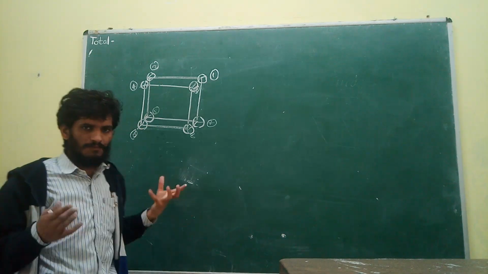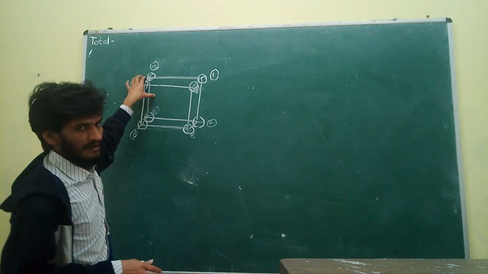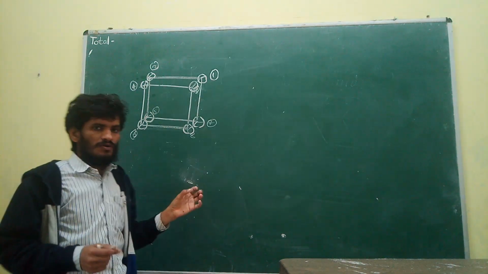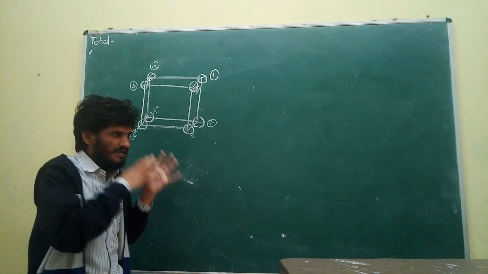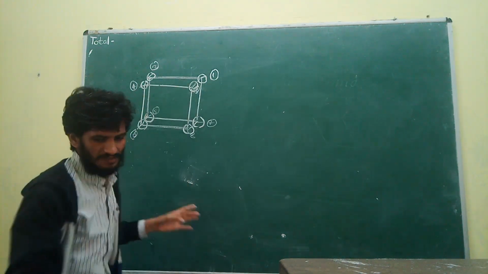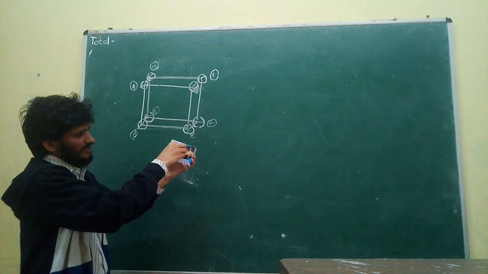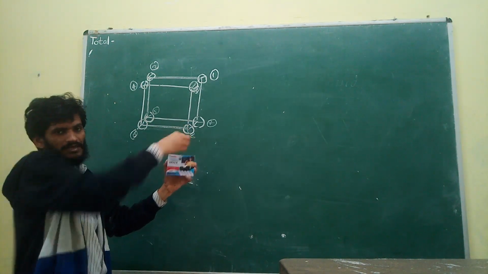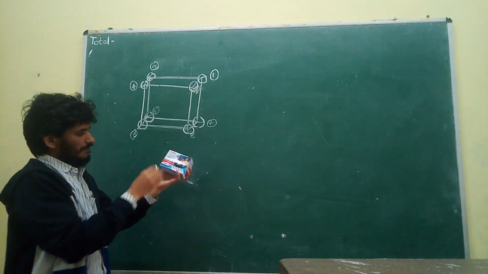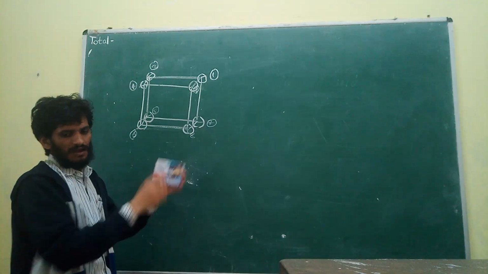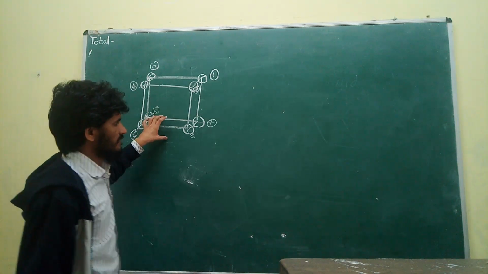Why are we calling it a simple cubic unit cell? Because the lattice points, the constituent particles, are located only at the corners of the unit cell, not in the middle and not on the surface. If these are the corners and this is the surface, they are not on the surface, not in between, in the middle of the empty space inside the unit cell. Only the points are located at the corners. Such a unit cell is called a primitive or simple unit cell.